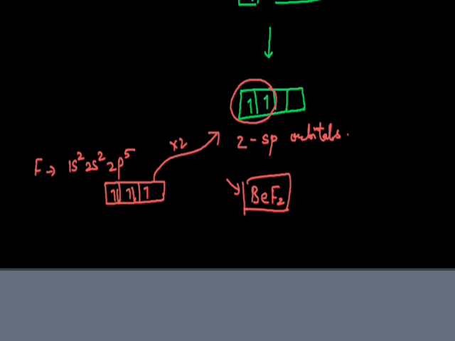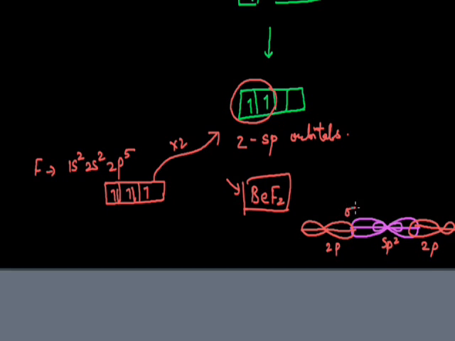This structure could be shown like this. This is the beryllium hybrid orbital. It is undergoing overlapping with p orbital of fluorine as follows, leading to the formation of 2 sigma bonds.